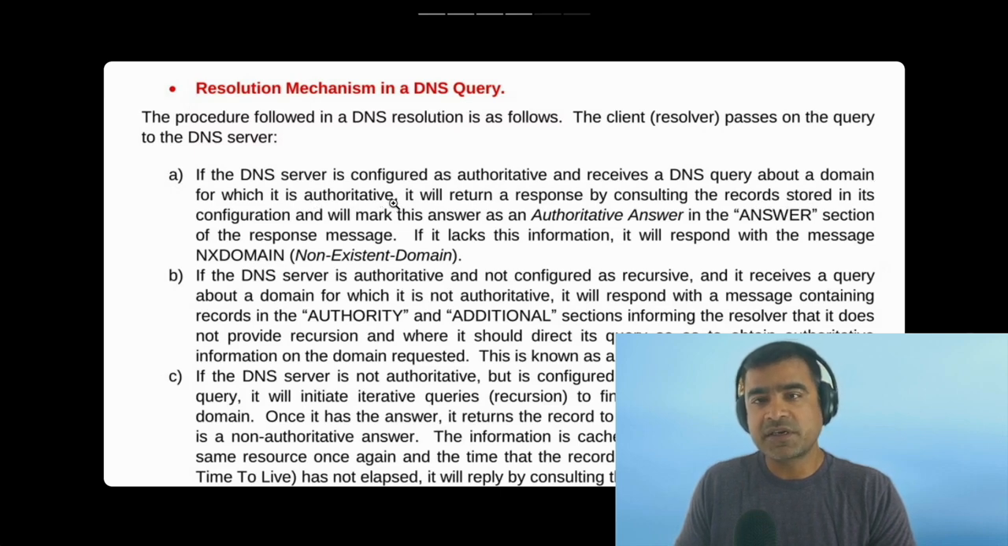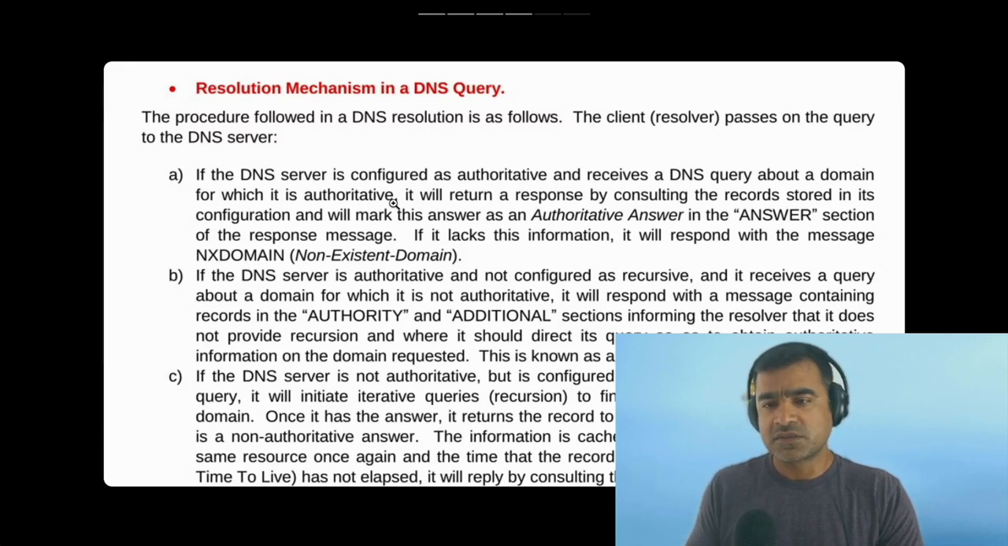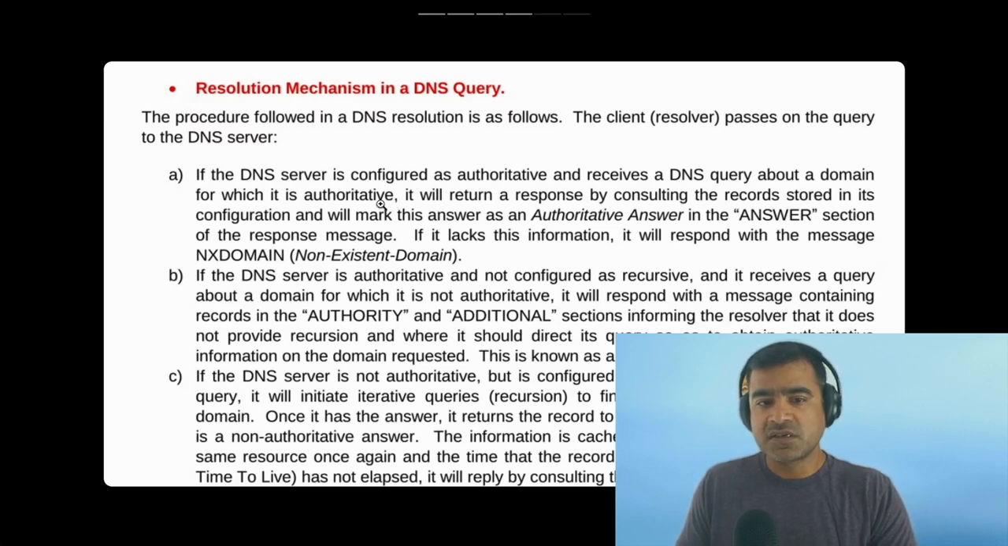So who can be an authoritative DNS? Like a business, say Cisco.com, they may have their own name servers, NS1, NS2, NS3, and so on, as do others like AOL or Yahoo. So you may have an authoritative DNS server, and if a query reaches that, it will return a response by consulting the records stored in its configuration and will mark this answer as an authoritative answer in the answer section. And you will see all this breakdown of sections when we go to Wireshark.